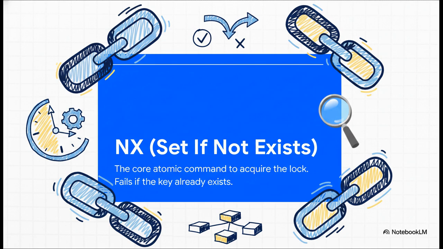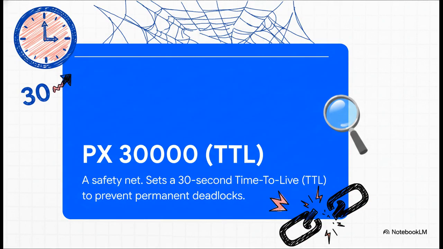It seems totally foolproof. Okay, the next part is PX 30,000. This sets an expiration time on the key. In this case, 30 seconds. And this seems like a brilliant safety feature. I mean, after all, what happens if your client gets the lock and then just crashes? Without this expiration, that lock would be held forever, and the whole system would grind to a halt. So this time to live, or TTL, it's our safety net.